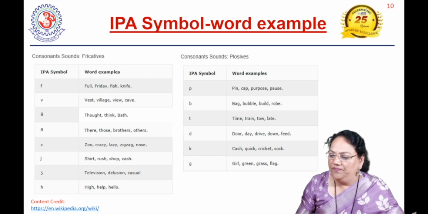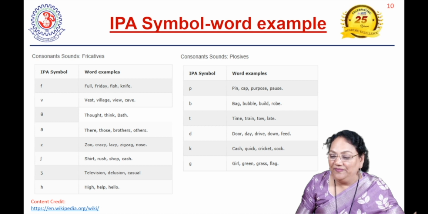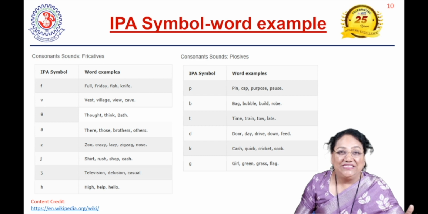So it's a zoo. It's not Jew. The sound is z, not j. Okay. Next comes sh. That is the symbol for sh, as in shift, rush, shop, cash. Okay. Next comes z.